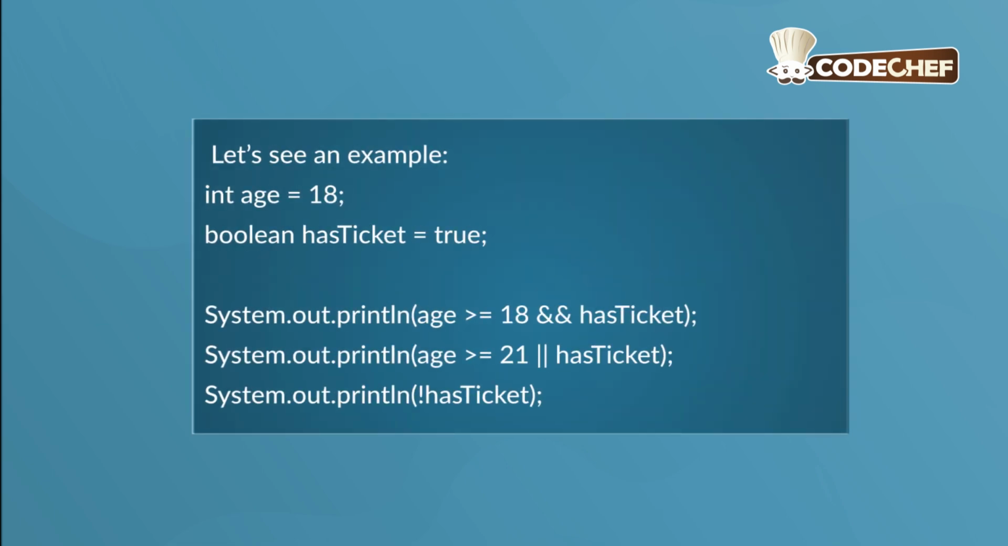Let's see an example. We declare an integer age equal to 18 and a Boolean hasTicket equal to true. Now we check. Age greater than or equal to 18 and hasTicket. Both are true, so the result is true. Age greater than or equal to 21 or hasTicket. Age is not enough, but hasTicket is true, so the result is true. NOT hasTicket flips true to false.